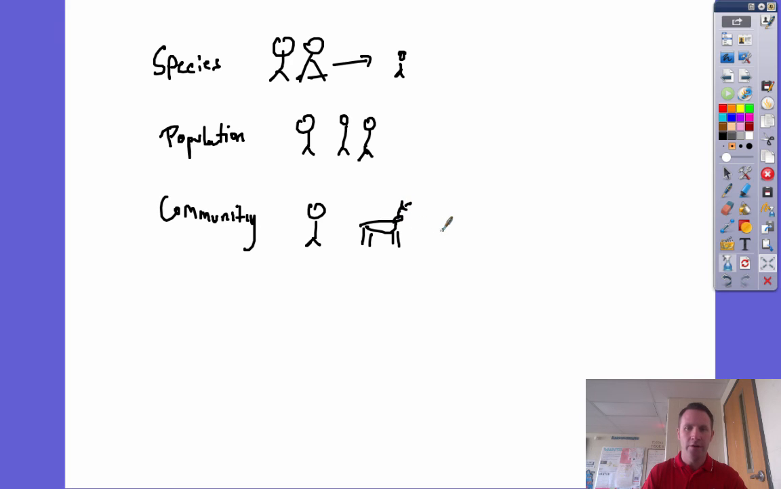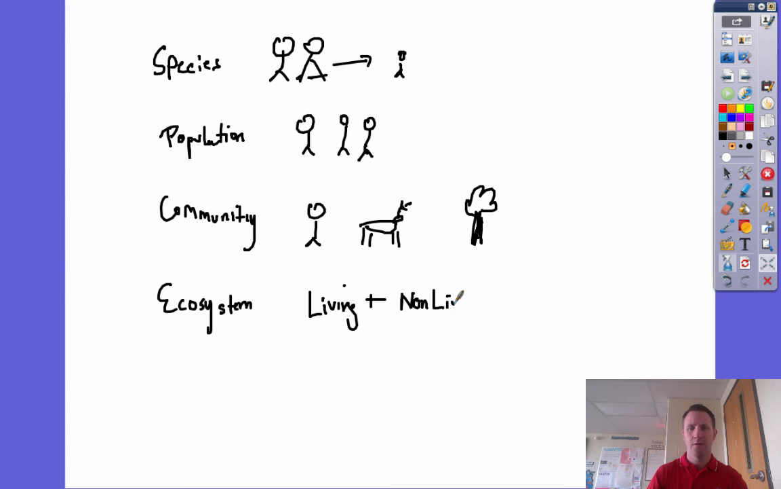So you have deer, and you have chickens, and you have trees, and you have everything else living in an area. So that's a community. Okay, several populations of living things. Then we have an ecosystem. An ecosystem is all the living things and the non-living things. So remember, living is biotic, non-living is abiotic. So that's an ecosystem when you add living and non-living things together.